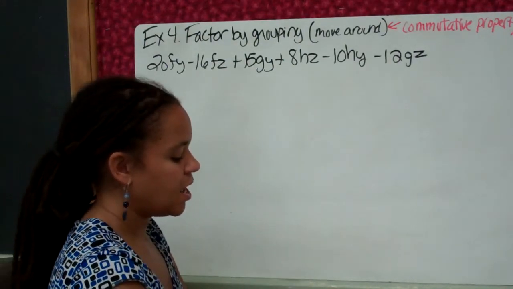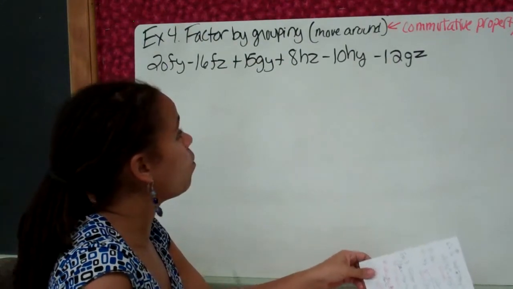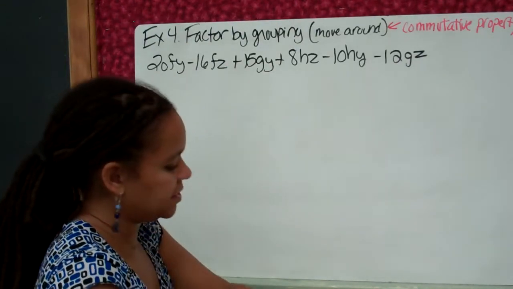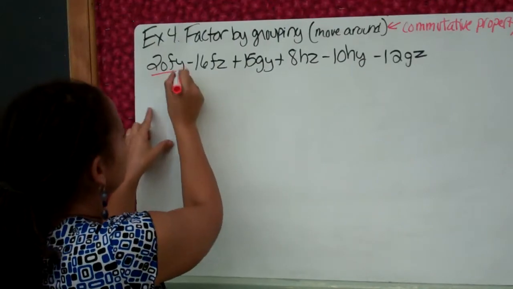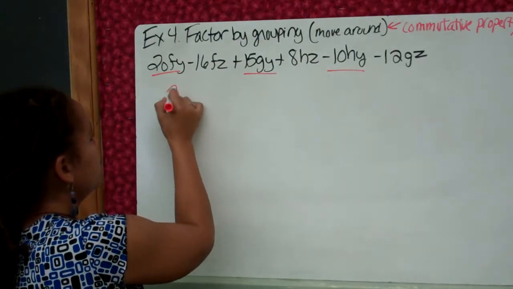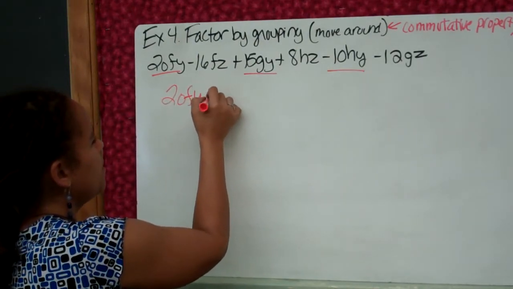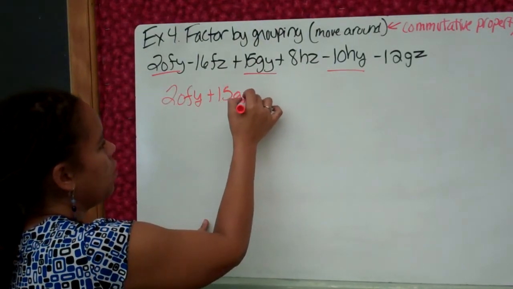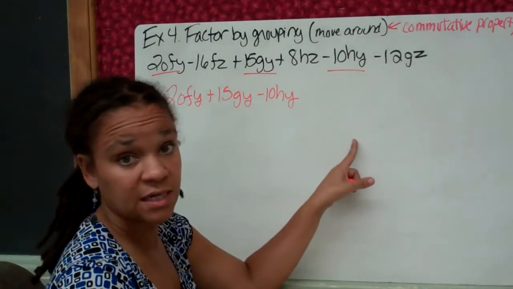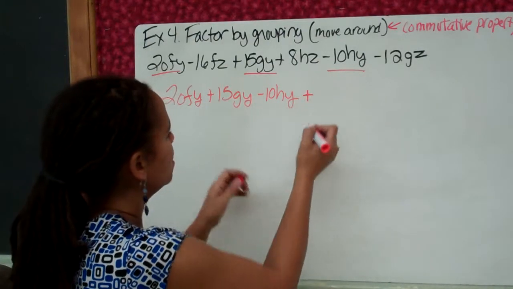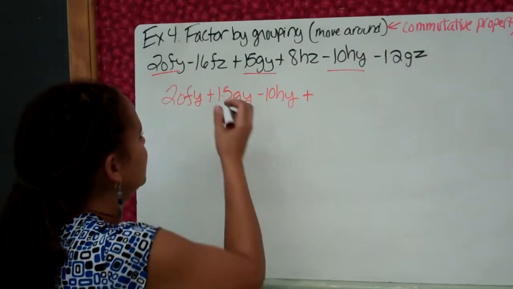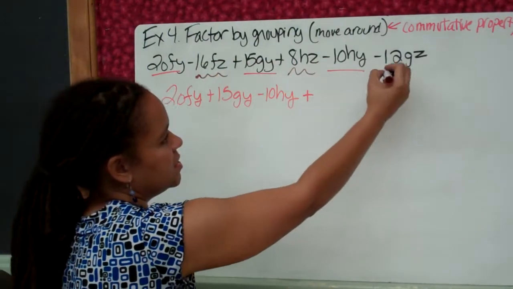So what I'm going to do is pull together the y's and pull together the z's. So this has a y, this has a y, this has a y. Let's put those together. So 20fy plus 15gy minus 10hy. So I've put those together. Plus, let's put together the other ones. Where are they? Let's put the z's together. So this has z, z, z.